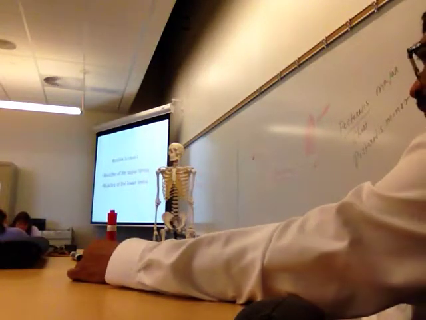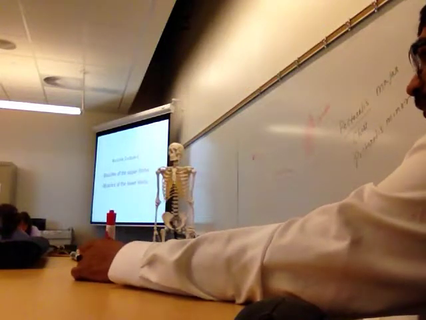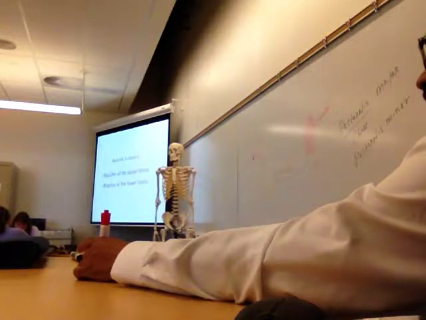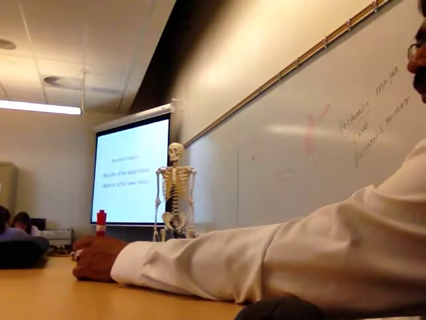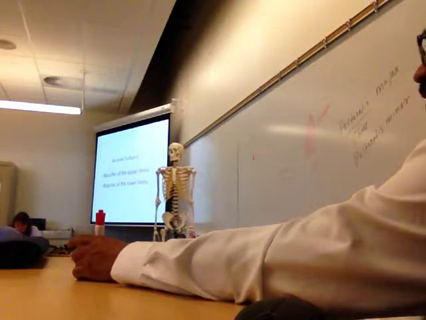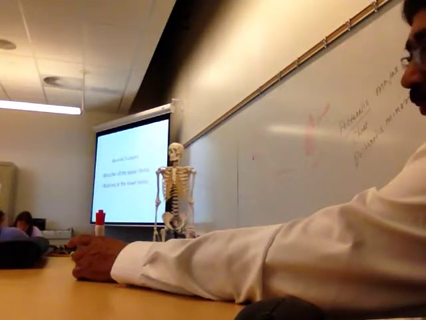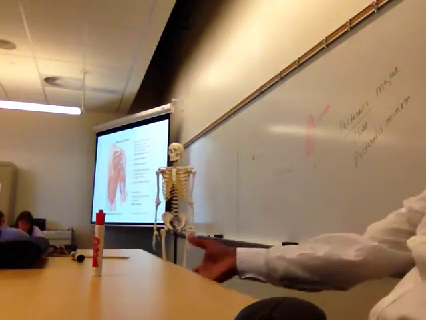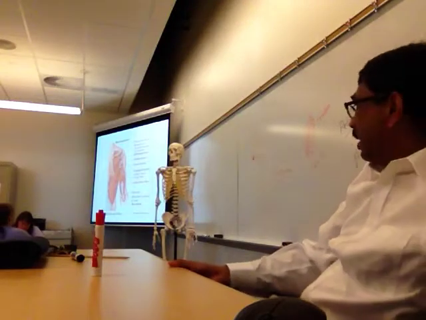Okay, so let's start. The appendicular muscles are the muscles of the upper and lower limbs. So first we'll talk about the muscles of the upper limb.